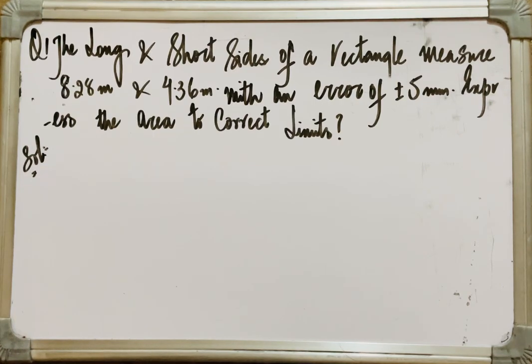We're doing the numericals of the second chapter of surveying, that's theory of errors in surveying. So let's begin. The question given is: the long and short sides of a rectangle measure 8.28 meters and 4.36 meters with an error of plus minus 5 mm. Express the area to correct limits. All right, we have to express the area to correct limits.